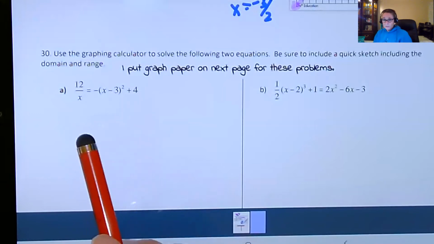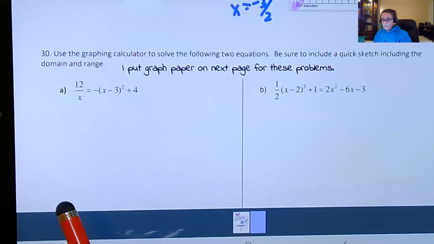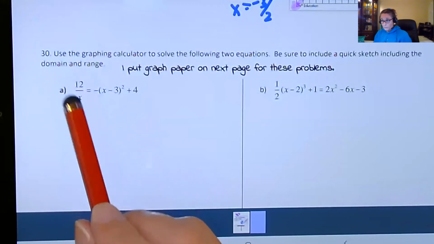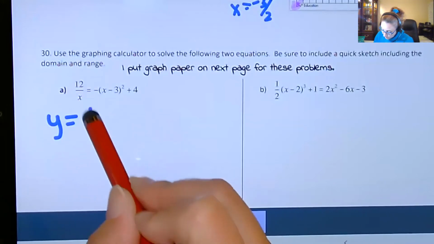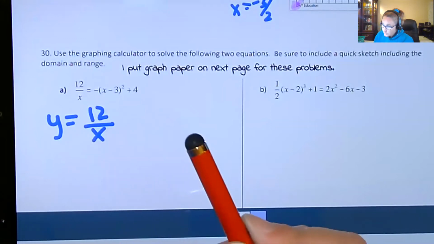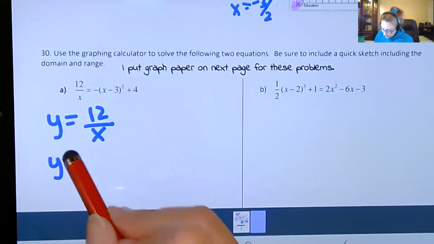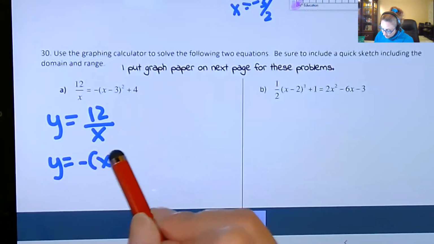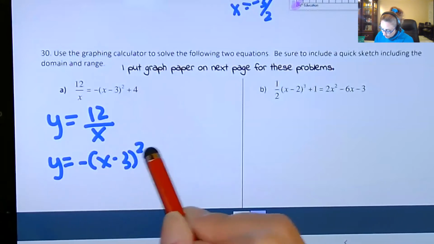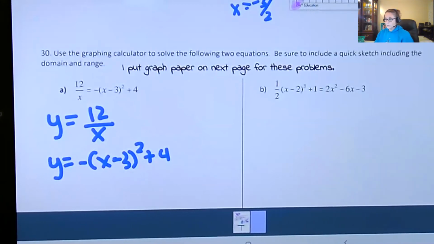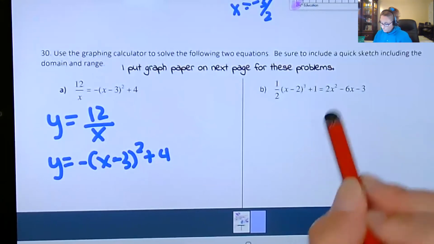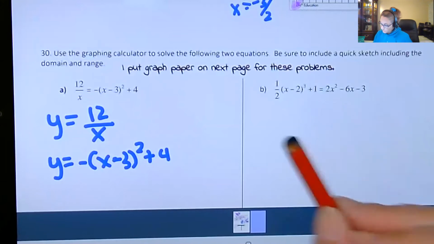We're going to think of this, instead of solving this algebraically, as a graph. We're going to graph y equals 12 over x, and then we're also going to graph y equals negative (x minus 3) squared plus 4. We're going to graph it on the other side of this. I have graph paper on the other side. And we're going to do the same over here on this problem.